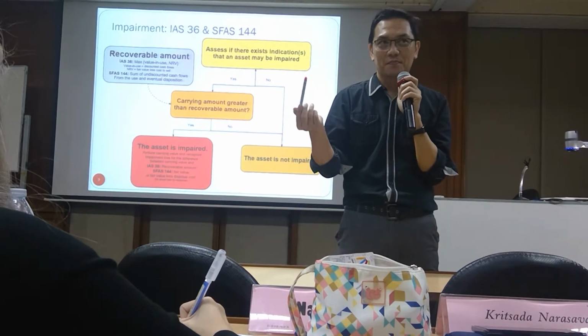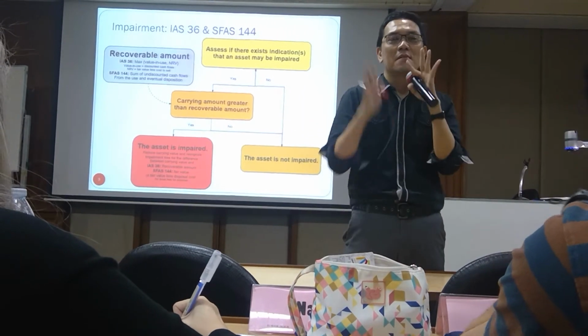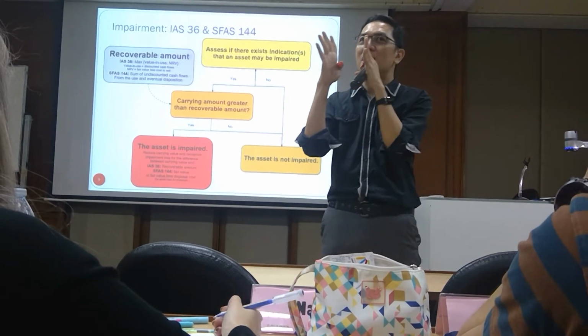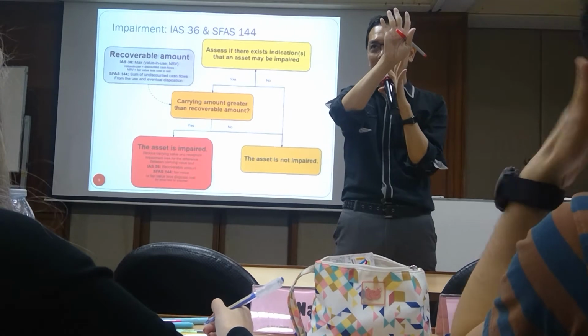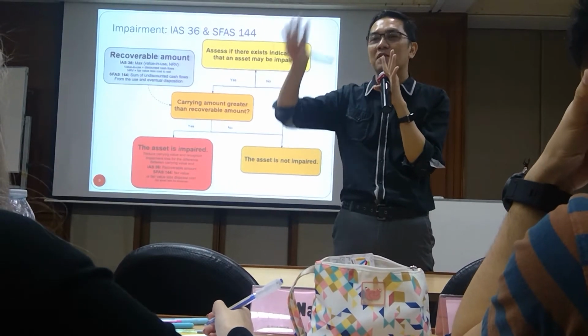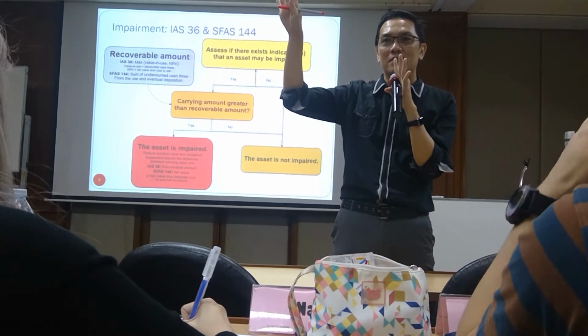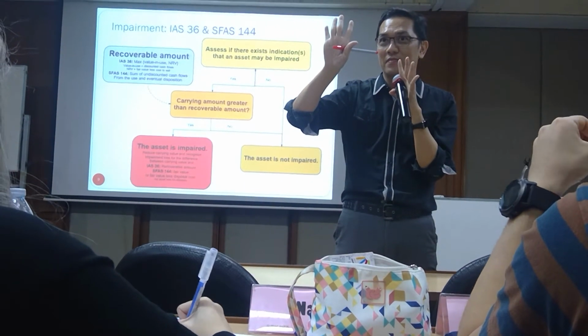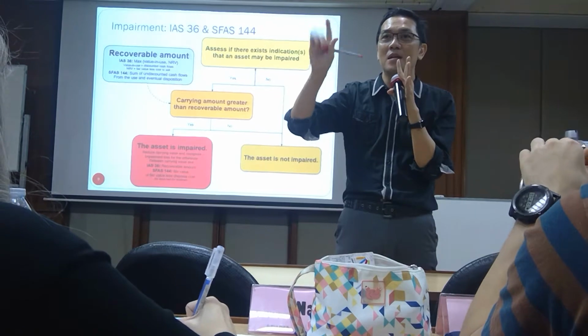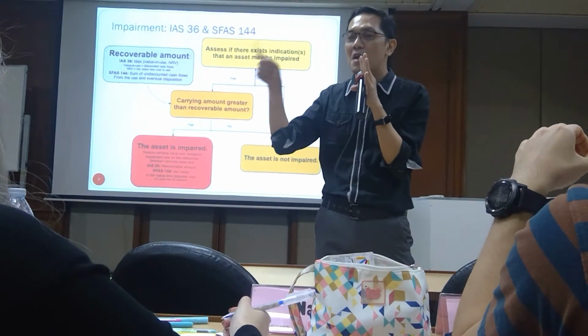On the other hand, compare the max between VIU and NRV. You got 10, but the carrying amount is 15. Now it is impaired by 5. That's the concept of impairment, which carries on with every asset.